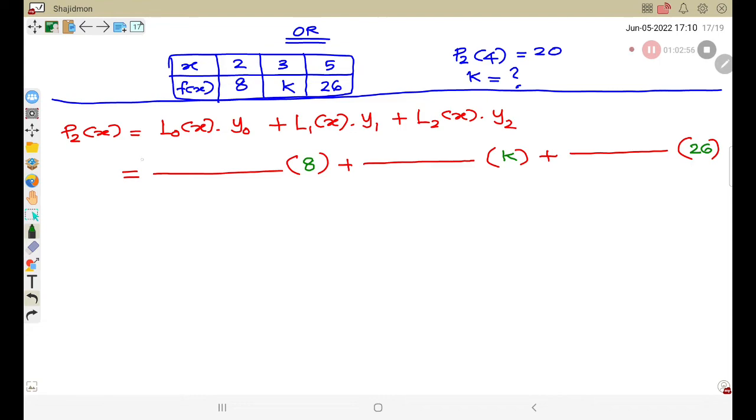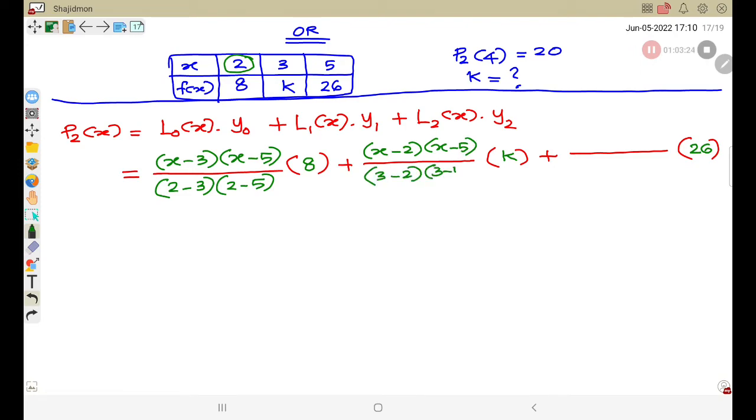Now L0, L0 means x0 number hide, 2 number hide. So 3 and 5 consider. So x minus 3 multiply x minus 5. After that hidden number substitute as x. What is the hidden number? 2. 2 minus 3, 2 minus 5. Same like L1 and L2, 3 hiding. So x minus 2, x minus 5, divide hidden number is 3, 3 minus 2, 3 minus 5. Same way L2, 5 hide, so x minus 2, x minus 3, divide hidden number 5 minus 2, 5 minus 3, correct? P2 of x.